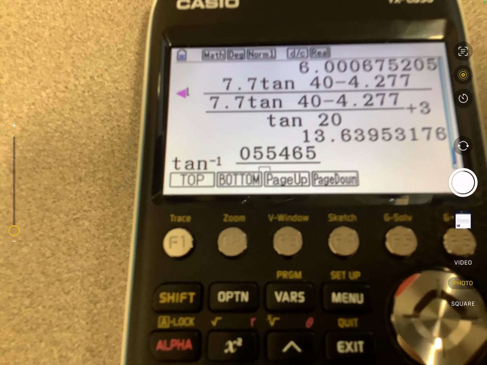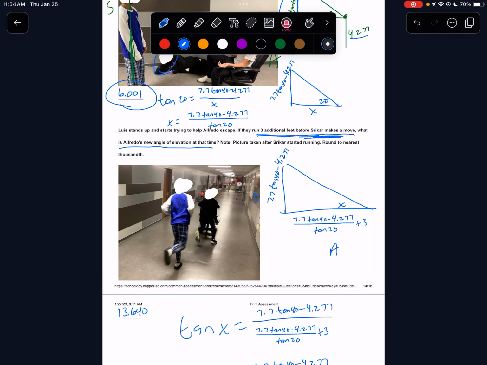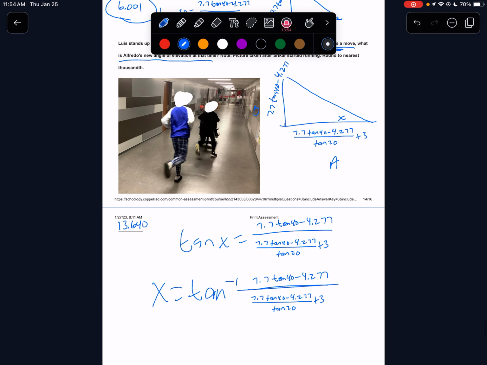I'm not going to make you do something that crazy on the test, but that's some good math there. Comes out to 13.640 when you round.